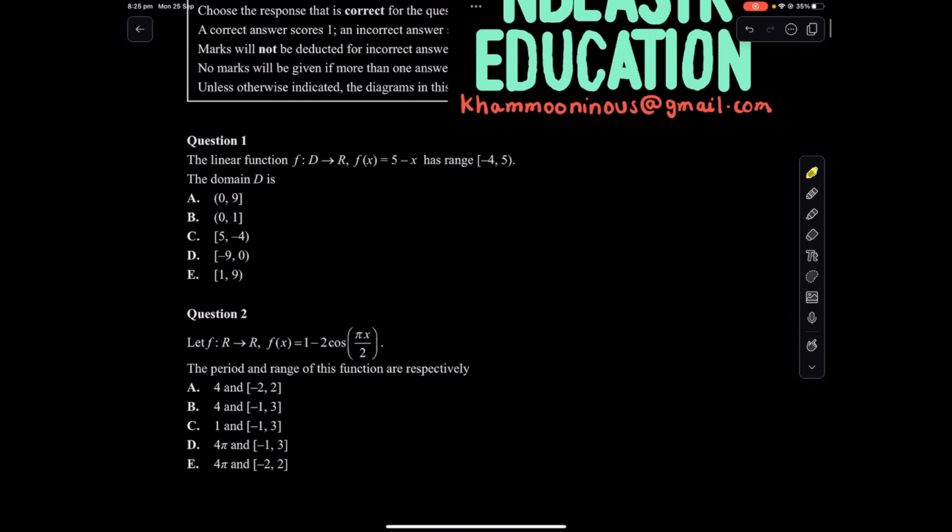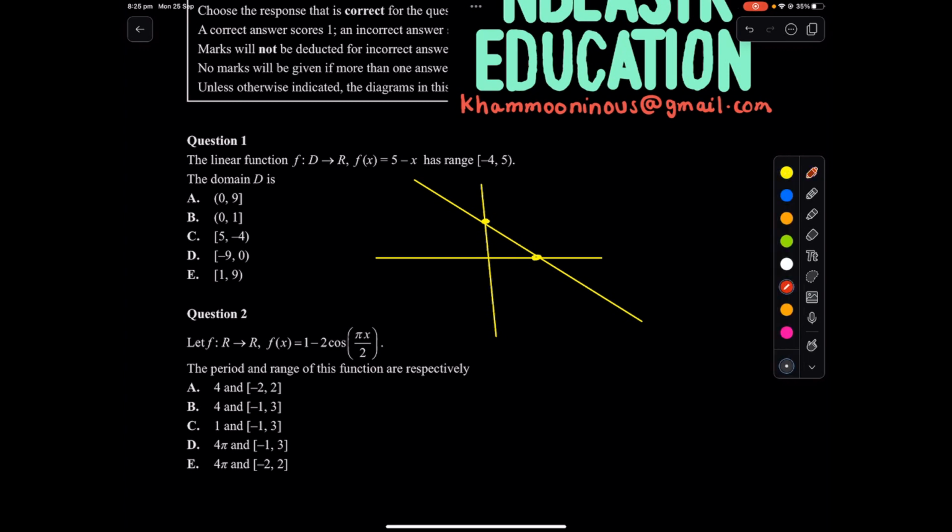Question 1. The linear function f of x has a range. The domain D is what? Okay, so I'm just going to draw that linear function. I know it has a y-intercept at 5, so around here. If I draw it like this with a negative slope, perfect. And we know that the range is from -4 to 5. So let's say this point over here is a closed circle, and this point over here is an open circle. And we know that this coordinate is -4, and this one over here is 5.